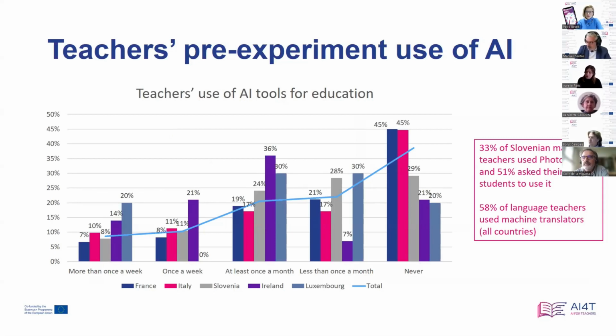It's also important to note that teachers used other tools that were not specifically designed for education, such as machine learning. We see that 58% of language teachers had used machine learning at the beginning of the experiment.